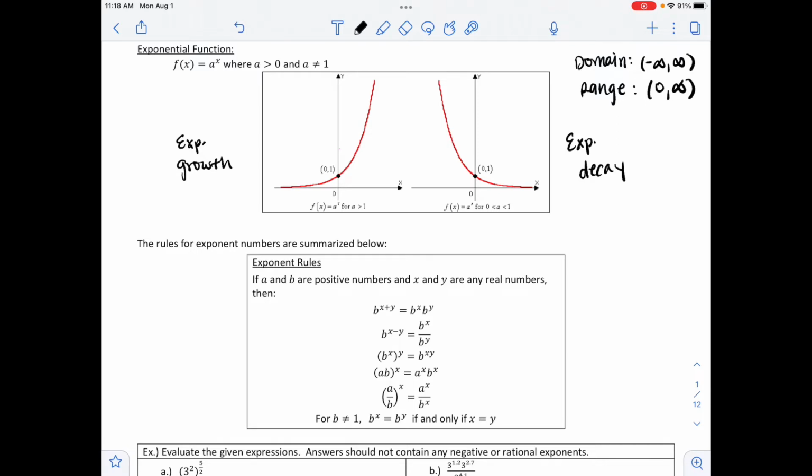And then we have a y-intercept for both of these also. And that y-intercept is going to be that point, if you see it on both these graphs, at (0, 1). And so again, this is for both of these graphs, not just for one of them.